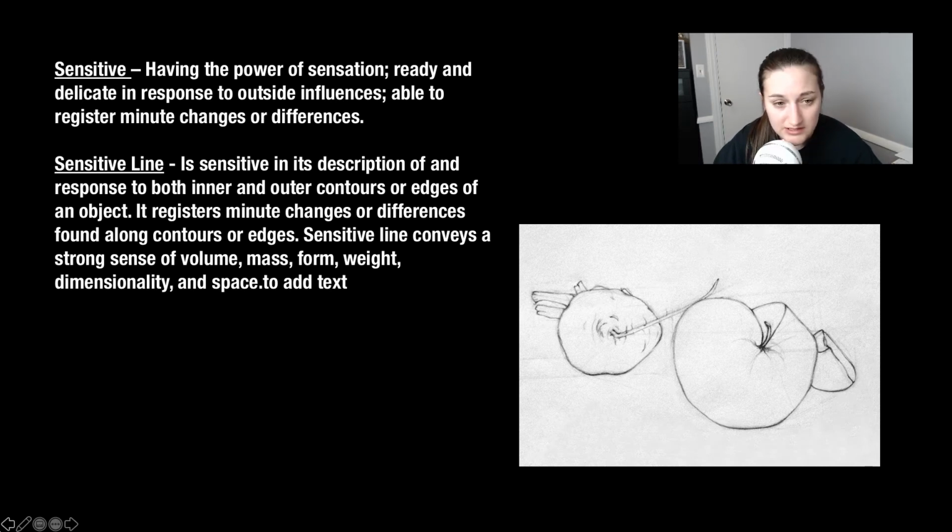So sensitive line is sensitive in its description of and response to both inner and outer contours or edges of an object. It registers minute changes or differences found along contours or edges. Sensitive line conveys a strong sense of volume, mass, form, weight, dimensionality, and space.